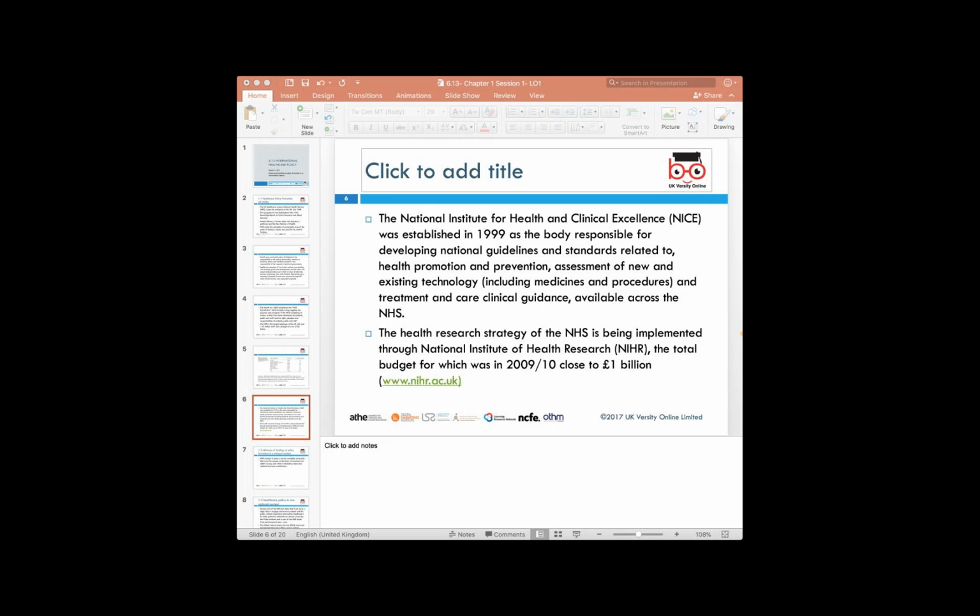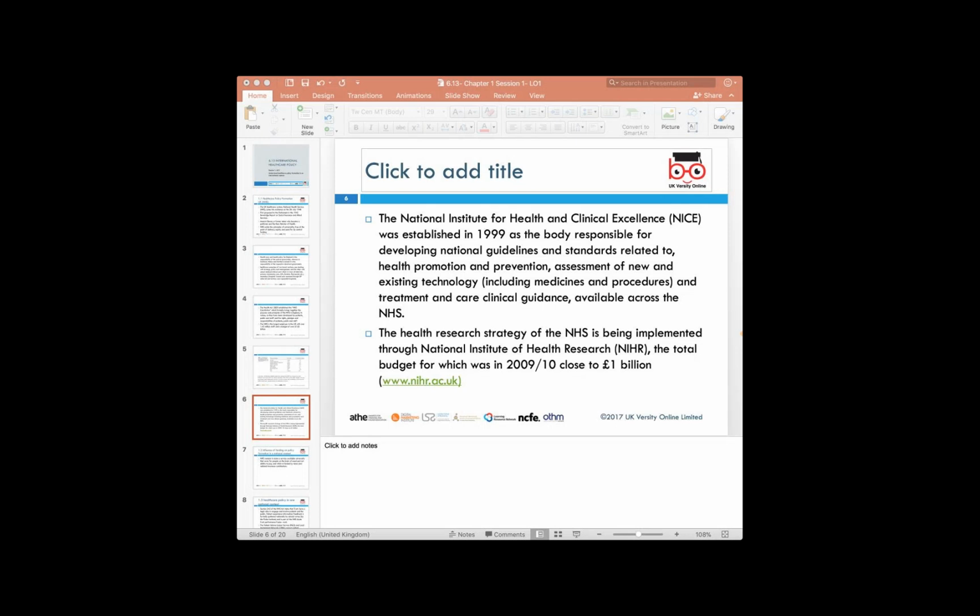Now, once this was formulated, there are some other key organizations that we need to understand in this context. One of them in particular is called the National Institute of Health and Clinical Excellence, or NICE. This was established in 1999 as a body responsible for developing national guidelines and standards related to healthcare promotion, prevention, and assessment of new and existing technology required to provide these services across to the population by the NHS.